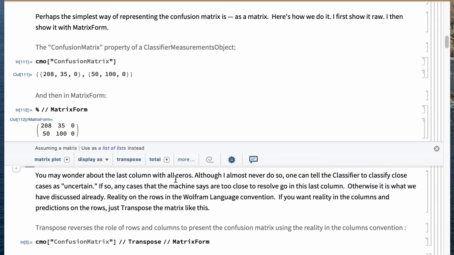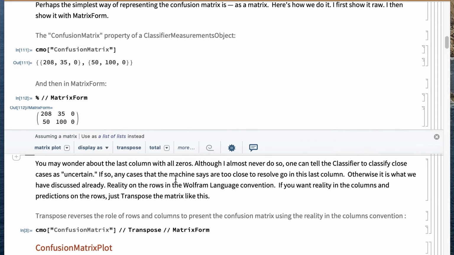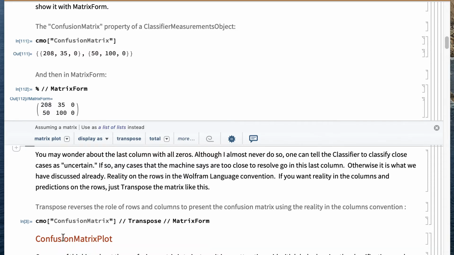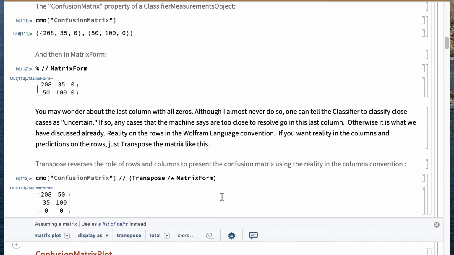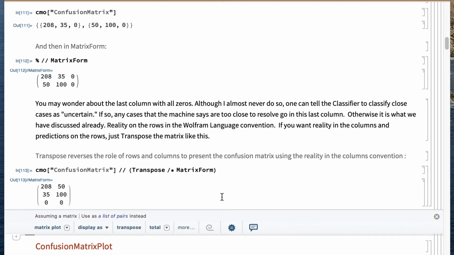The other thing is, if you do want to see the confusion matrix in the form where reality goes in the columns, you can just use the transpose function, which flips rows and columns in a matrix. And then also, if I want, I could represent that in matrix form. And really, this is a little bit cleaner syntax here. Let's do that. All right, so there it is in reality in the columns form.